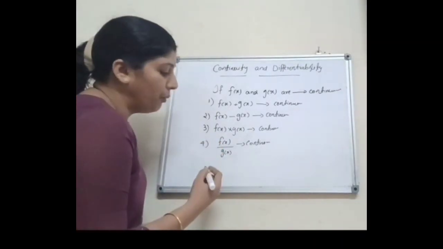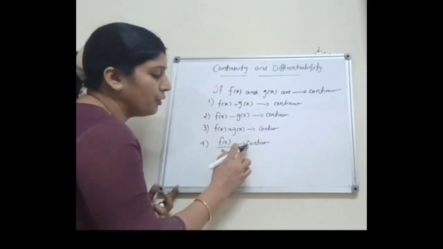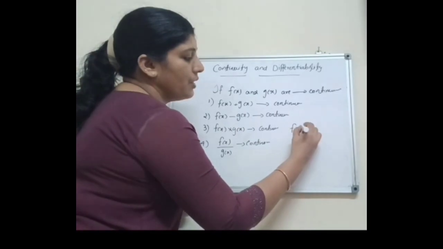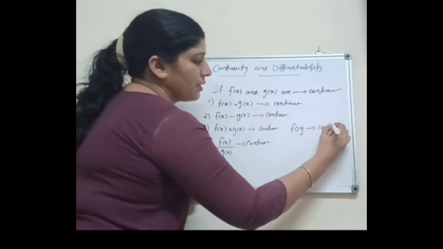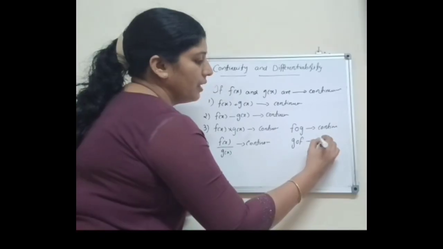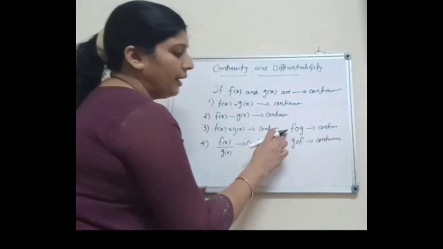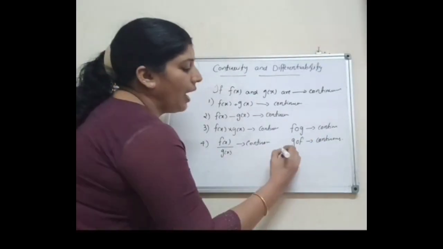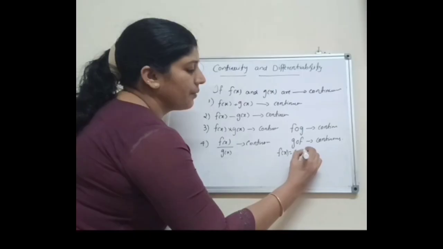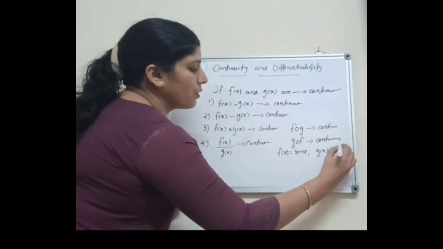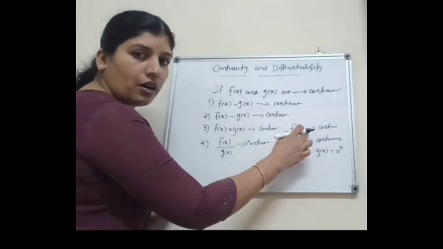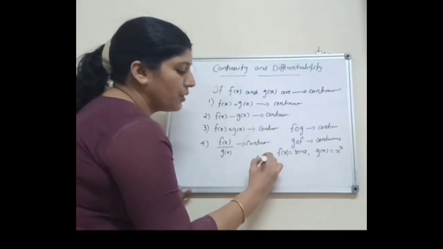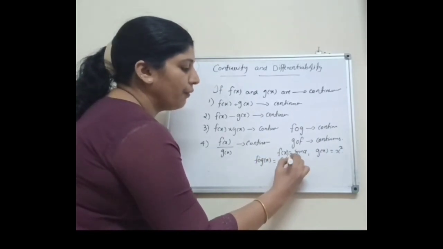Next we can consider another property. Here f of x and g of x are two continuous functions. We can consider the composition of these two functions. That is, f composition g is always continuous and g composition f is always continuous. How can we define f composition g and g composition f? Let us consider the two functions f of x equal to sin x and g of x equal to x square. Therefore, how do we define f composition g of x? That means f of g of x. Therefore, f composition g of x can be written as f of g of x.